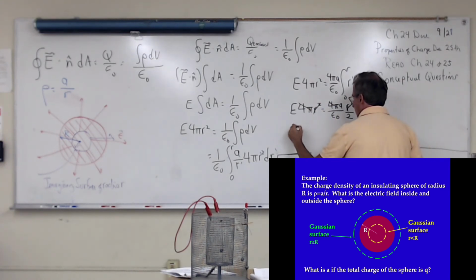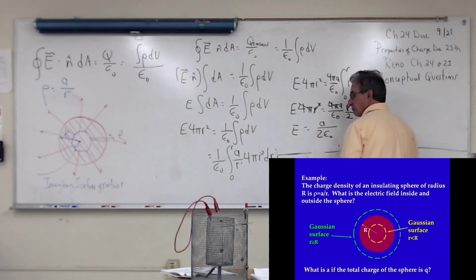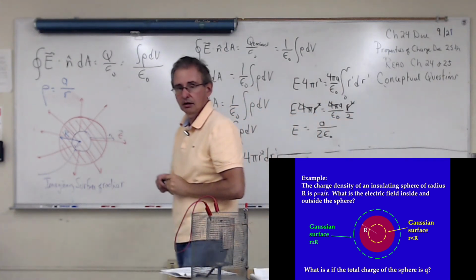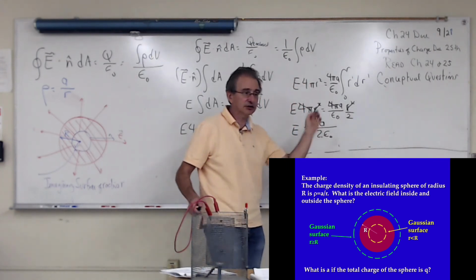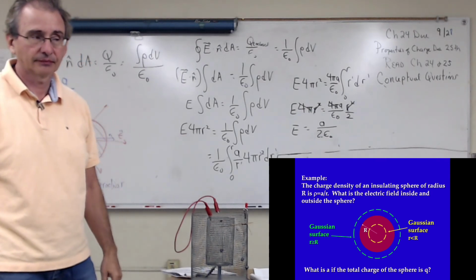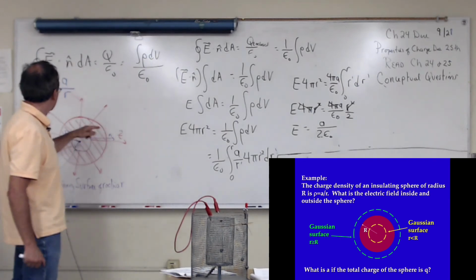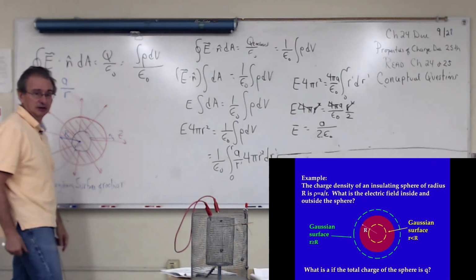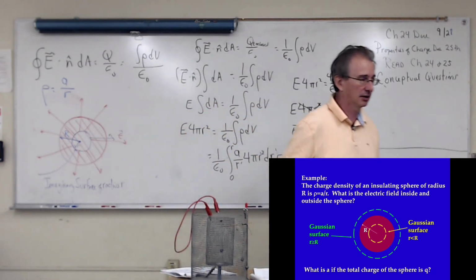So E ends up being a over 2 epsilon naught. What does that mean? Well, that's a constant, that's a constant, that's a constant. The field inside is constant. By the way, for any of these problems, if you want to check if your answer is right, the field inside is going to be 1 power higher than the density. The field inside will always be 1 power higher than the density.